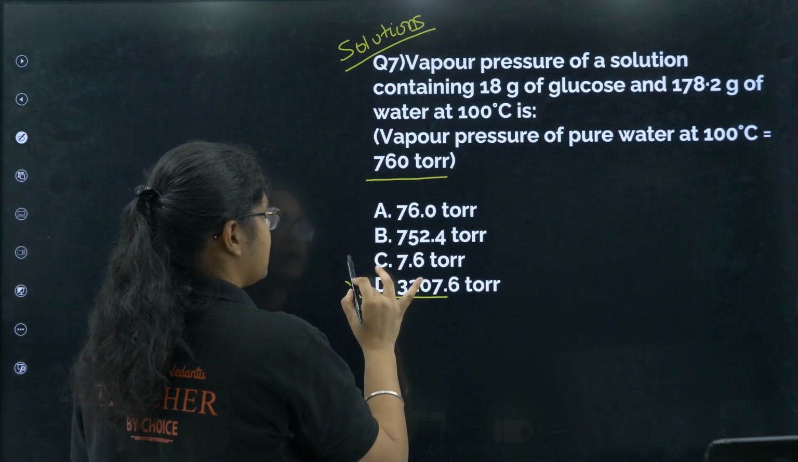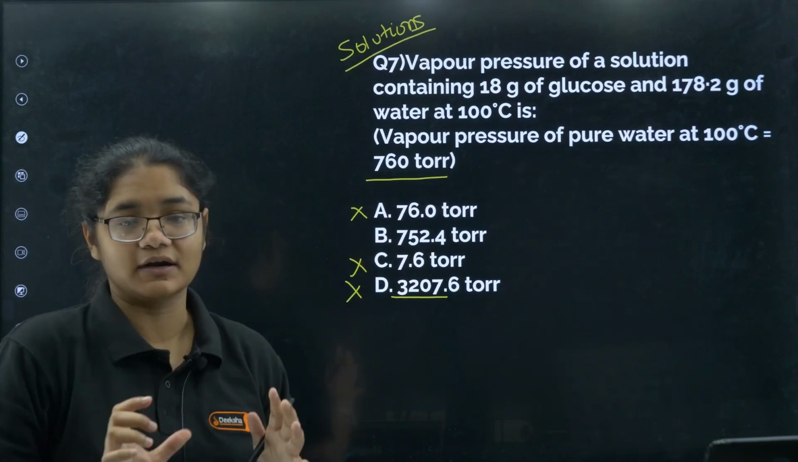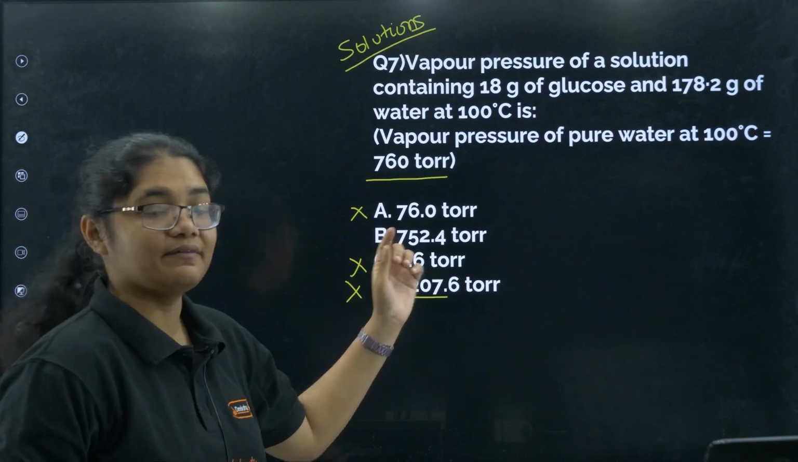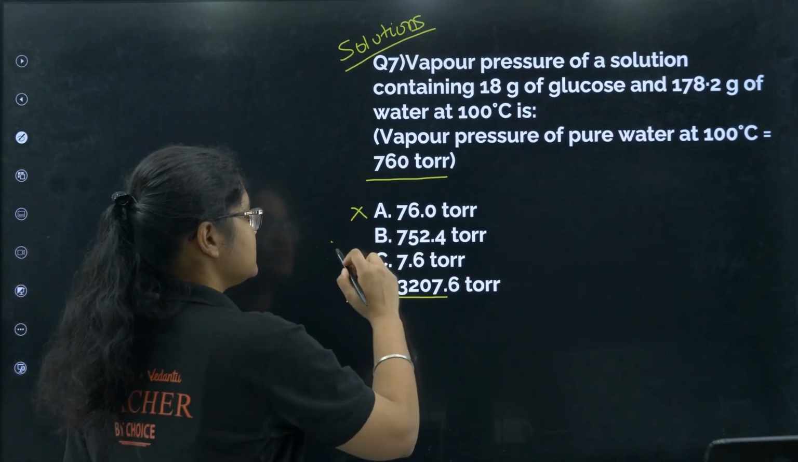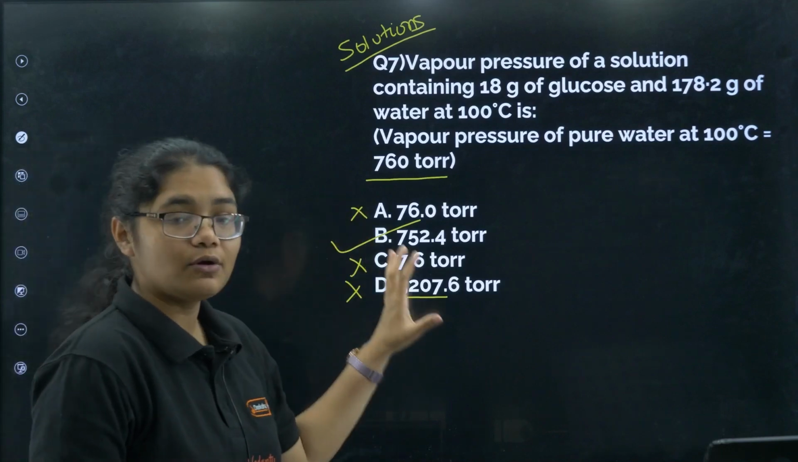And you can easily make a guess that these two will also be not there, because the vapor pressure decreases to a certain extent. It is not like 760 will become 7.6 or 76. So the correct answer for this question will be option number B by simple guessing, but I'll also tell you how to solve it.